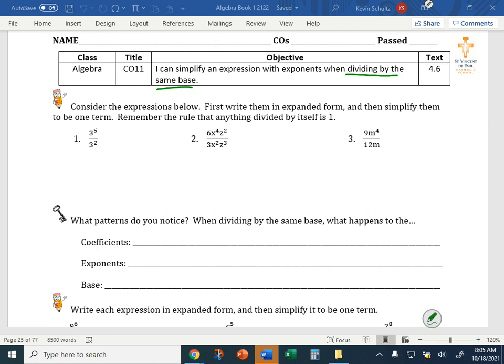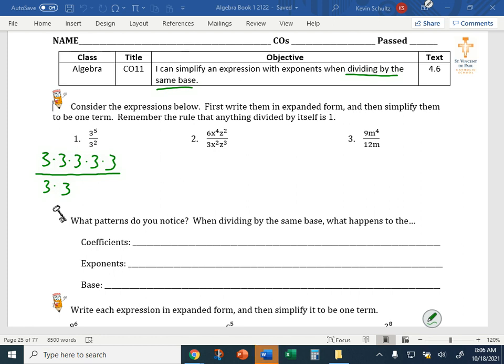We are again going to start this out using expanded form, just so we can see what's really going on here. So the first one, 3 to the 5th divided by 3 squared. We've got our numerator, which is 3 to the 5th, 3 times 3 times 3 times 3 times 3. And we've got our denominator, just 3 squared, 3 times 3. Okay. Now, there's a method in my madness writing that 3 times 3 all the way over to the left like that, rather than centering my denominator.